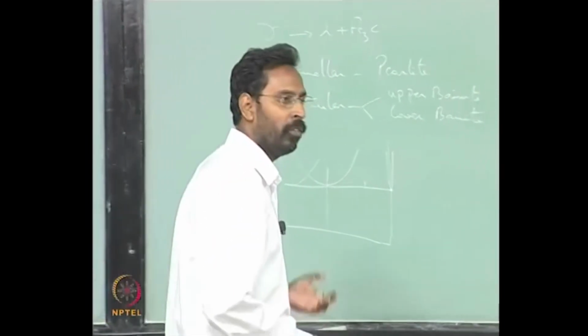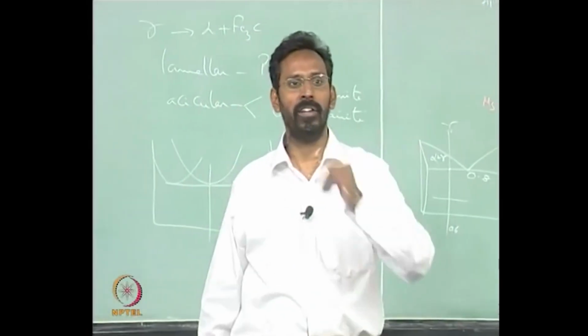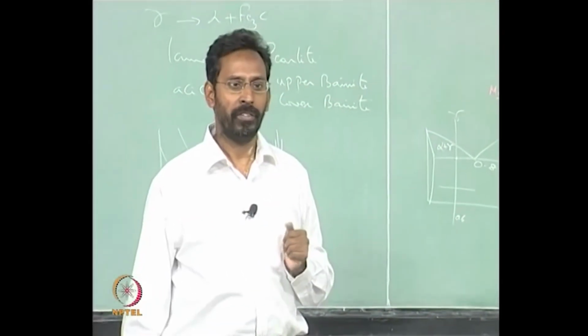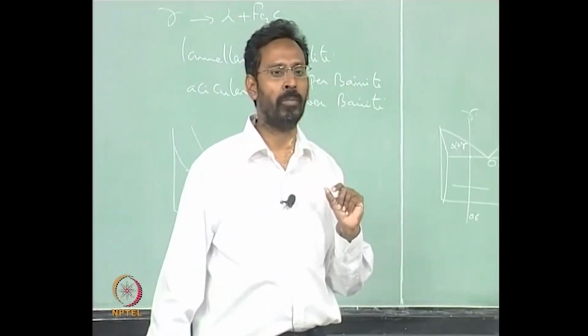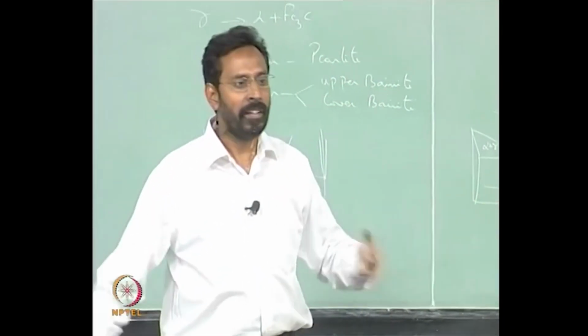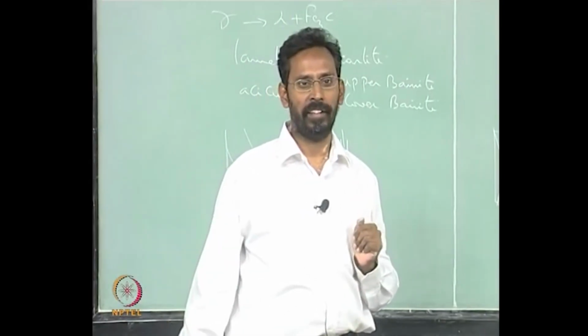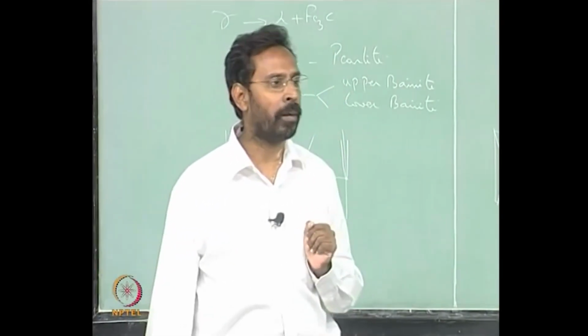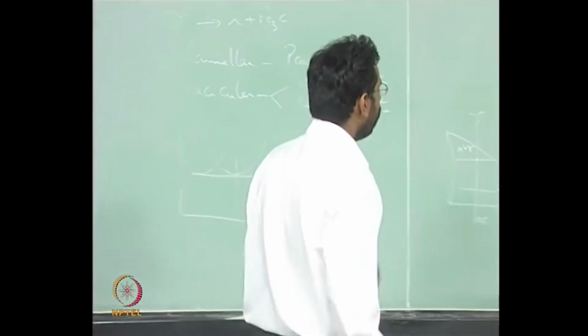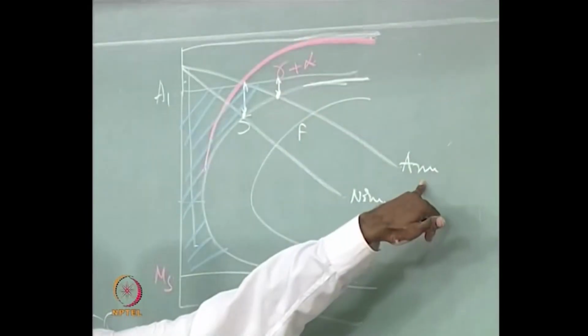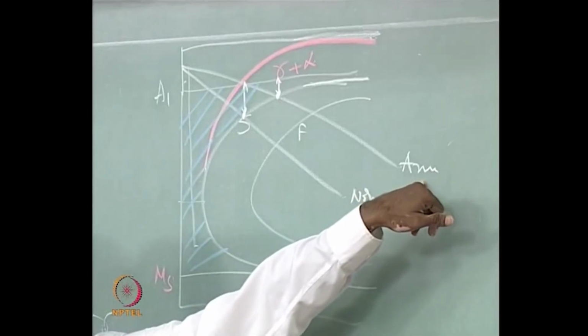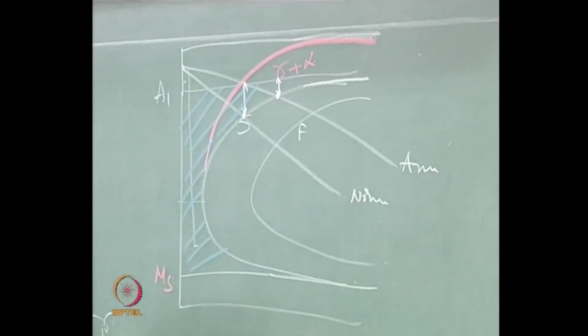We know the rate I is A into exponential minus delta G star by RT. If the activation barrier is small, then the nucleation rate is higher. If the nucleation rate is higher, then the interlamellar spacing will come down. That is the reason why in a normalized steel you see a smaller interlamellar spacing, and in an annealed steel you see a larger interlamellar spacing. In addition, you would also see one more difference. What else?